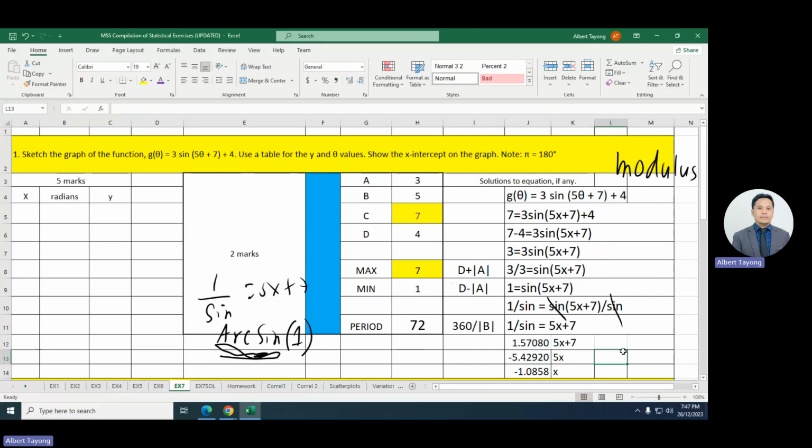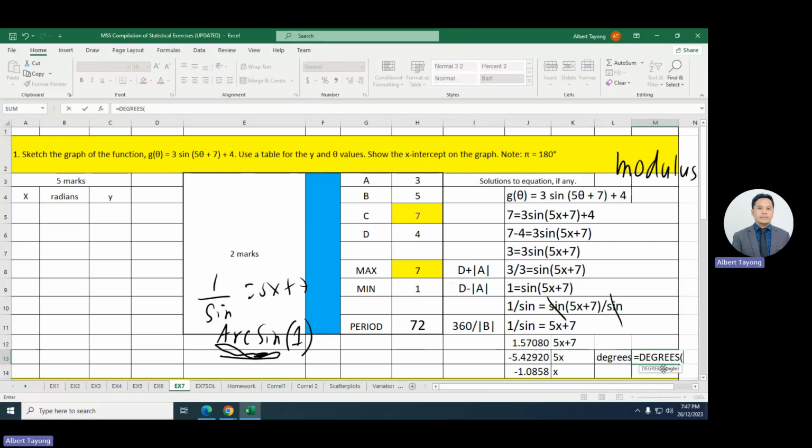Okay, change this into degrees. Change to degrees equals DEG, degrees of this. So what is the degree? 62. Okay, so please do that. I'll wait for you. Degrees equals DEG, degrees, and then select the x.